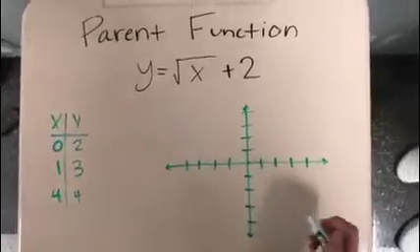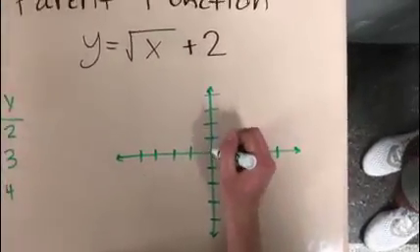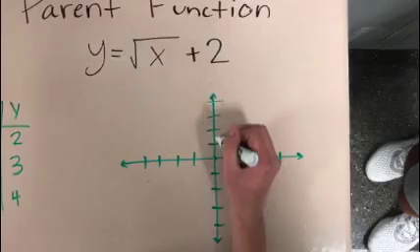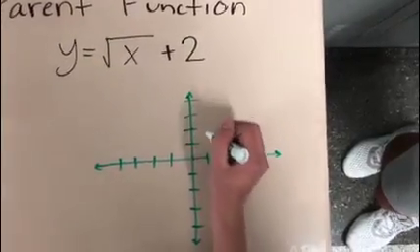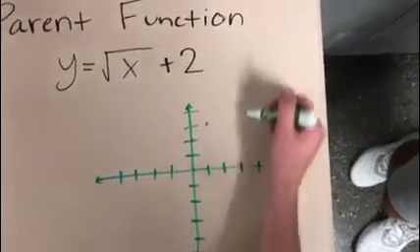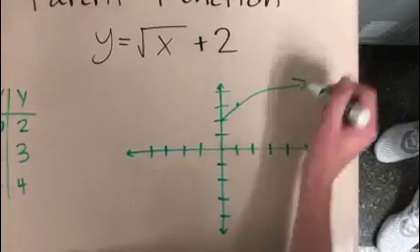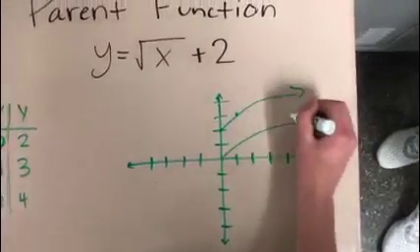So then you come over here and graph that, and it looks like 0, 2, 1, 3, 4, 4. So it's like this, a vertical shift, as compared to the parent function, which was like this.